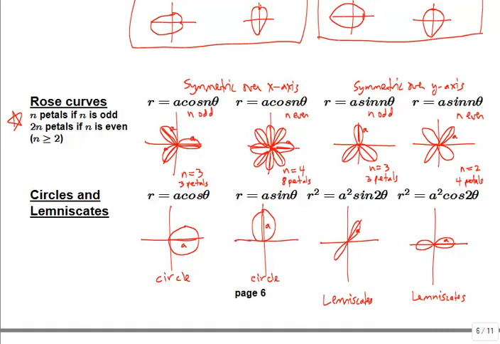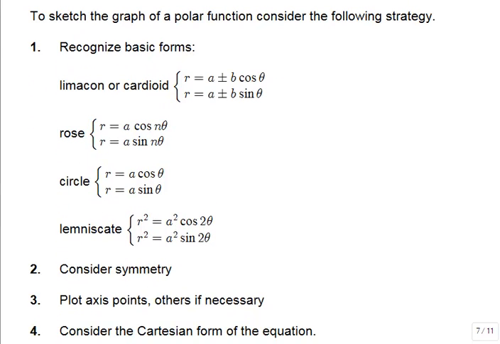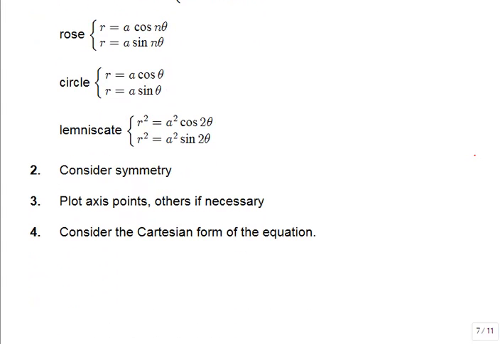Okay? So let's practice graphing these. Here's a couple of strategies to think about. The first thing I would recommend is recognizing those basic forms. So is it a limaçon or a cardioid? Is it a rose? Is it a circle? Or is it a lemniscate? If you want to consider symmetry, you can use that to help you out. And then we're definitely going to probably want to plot points. And if all of that fails, or if it's none of these nice forms, you can always convert your equation into its Cartesian form and graph it that way instead.